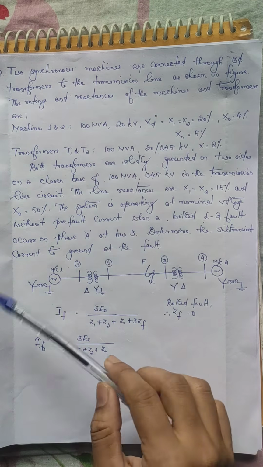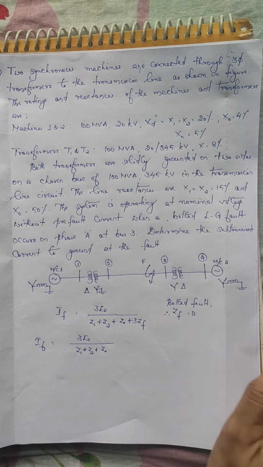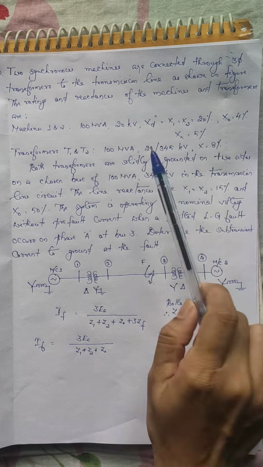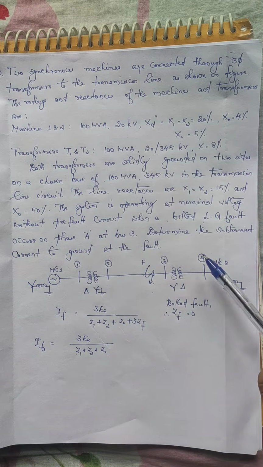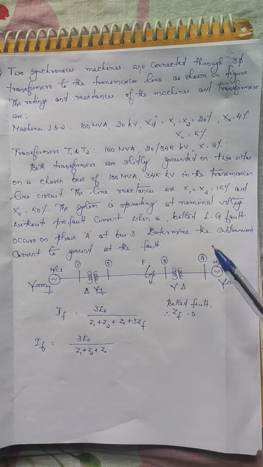See, machine 1 is 100 MVA, 20 kV, machine 2 is also 100 MVA, 20 kV. Now the transformer is also 100 MVA. Both transformers are 100 MVA. Primary voltage is 20 and here also it is 20. This winding has 20 kV.